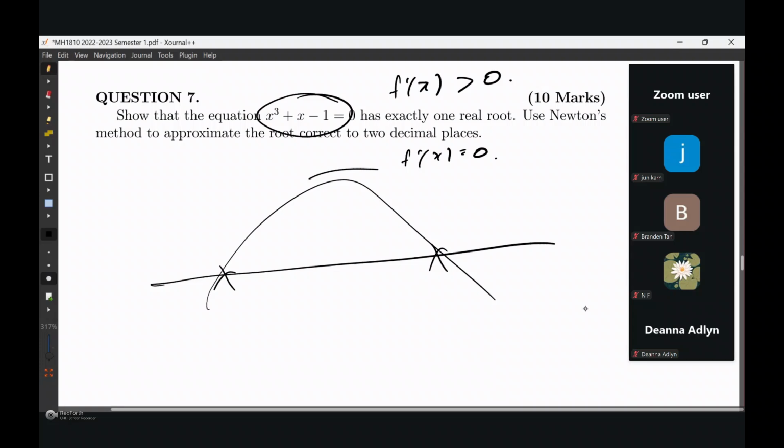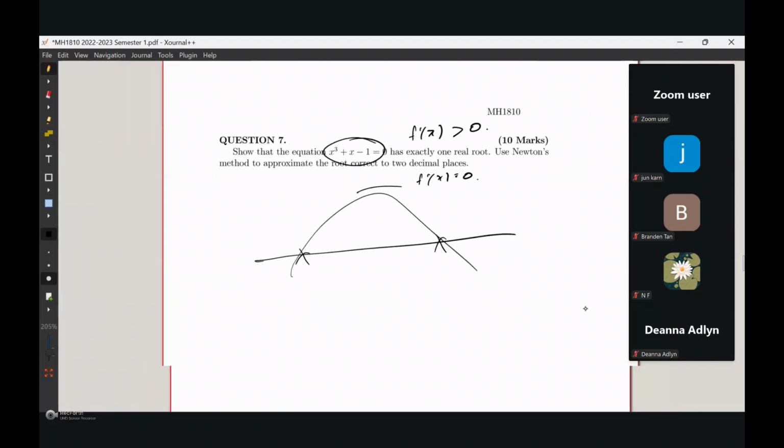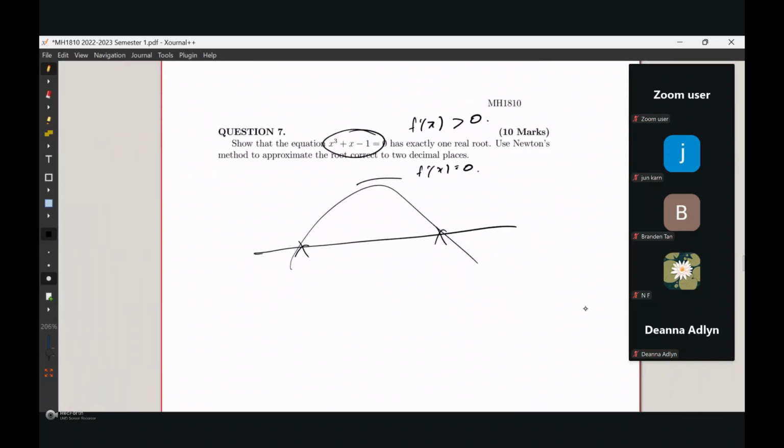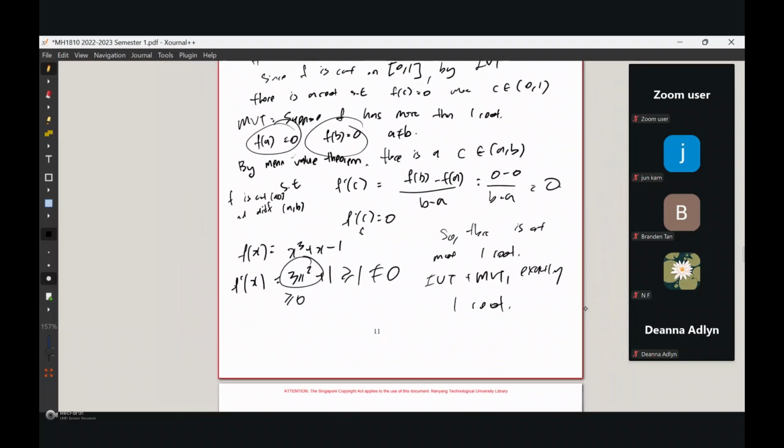I can explain again why f(a) and f(b) equal 0. Because I suppose that a and b are roots of my equation, which means f(a) equals 0 and f(b) equals 0. And from that argument, we can see that it's impossible for that to happen because the derivative is always positive, always more than 0.